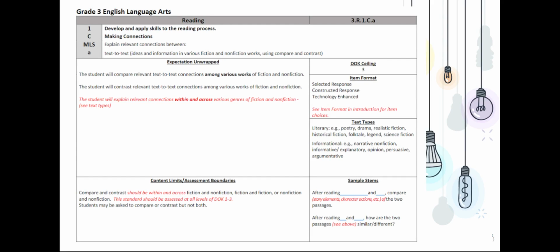Also, if you go down to the content limits and assessment boundaries box, you can see that this will be within and across fiction and nonfiction. They clarify it even further, fiction and fiction, or nonfiction and nonfiction. When we go over to the DOK, we can see that the ceiling is a level 3. That does not mean that we don't teach a level 1 and a level 2.